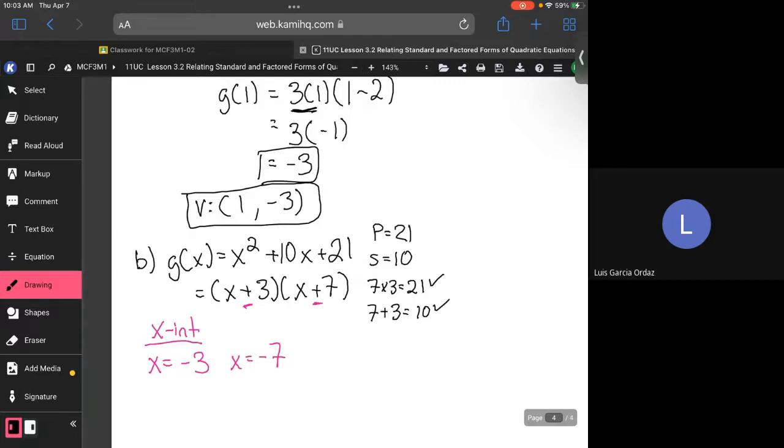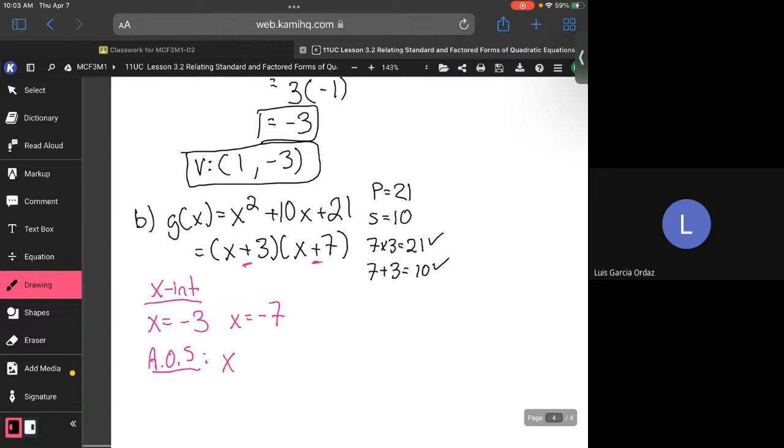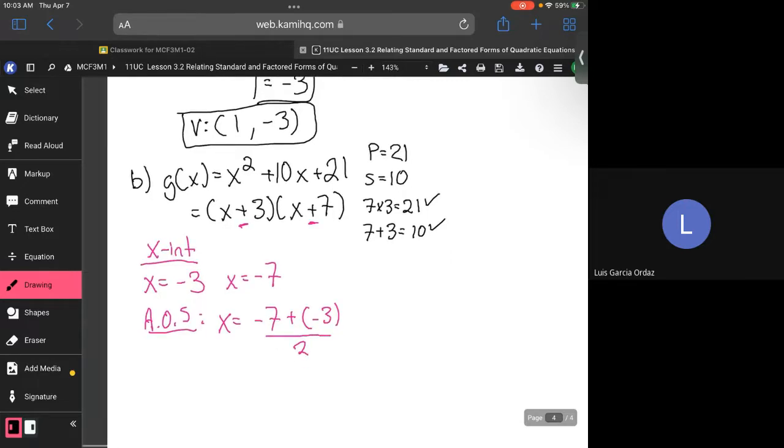So now I'm going to find my axis of symmetry. Can someone remind me how to figure that out? We do -7 plus -3 divided by 2. Perfect. So what's -7 plus -3? -10 divided by 2. So what is my axis of symmetry? Yeah, -5.